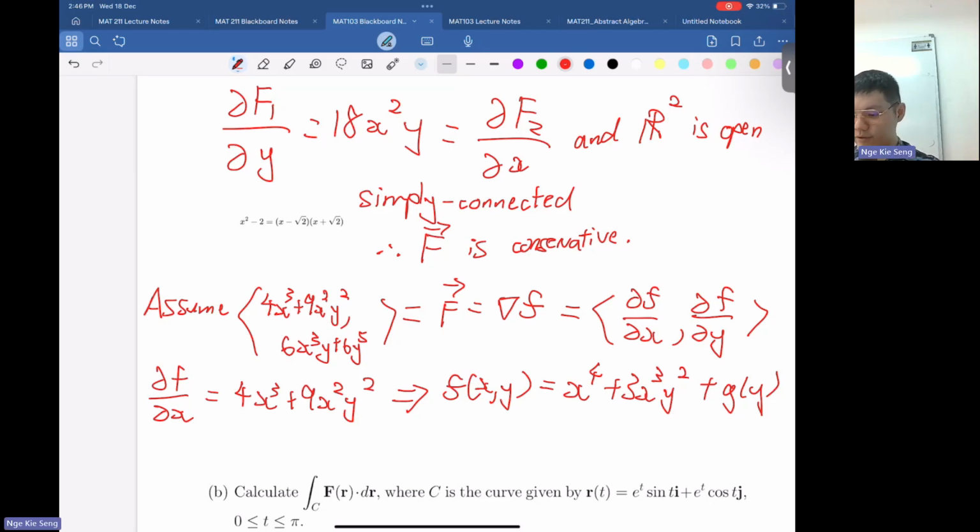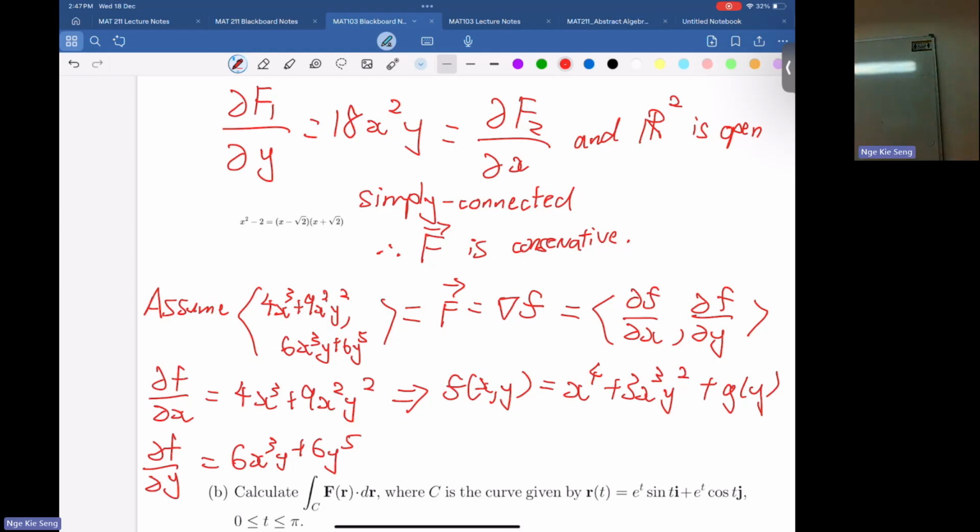So you compute, on one side you have partial f, partial y equals 6x cubed y plus 6 times y to the power 5. But now you've got a new candidate f, so you can also do partial f over partial y on the new f. If you do that, what did you get?